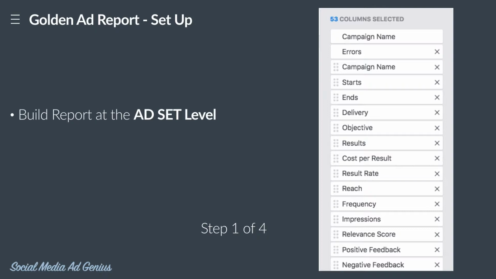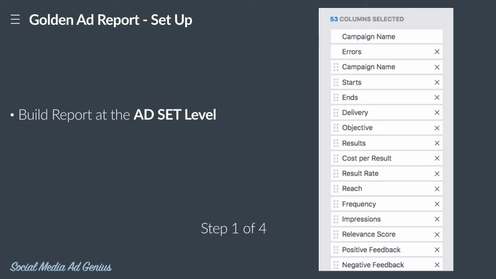And just to go through it really quickly, it's campaign. We have campaign name starts at first, and then errors. Sometimes I remove that, but then campaign name starts, ends. So when does it start, end? Delivery, is it running right now? What's the objective? Is it a video view? Conversion, what are the current results? Current cost per results. Results rate, doesn't really matter. It's a percentage rate I can take out of there.